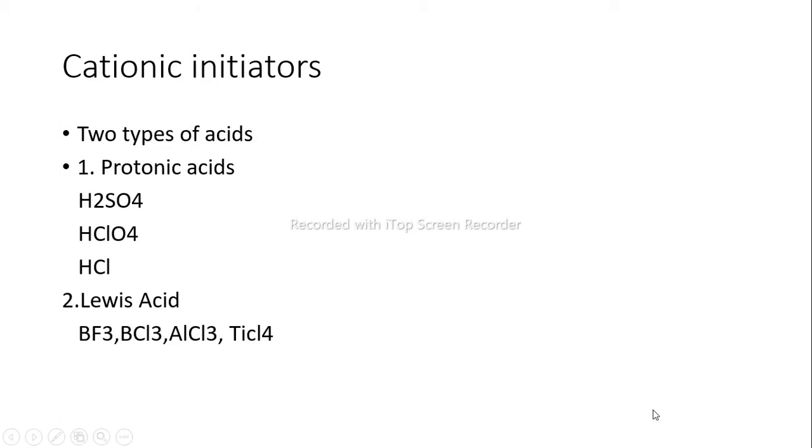Now, the cationic initiators are also of two types. One are those obtained from protonic acids, and the other are those obtained from Lewis acids. Famous examples of protonic acids are sulfuric acid, hydrochloric acid, and perchloric acid, while famous examples of Lewis acids are boron trifluoride, boron trichloride, aluminum trichloride, and titanium tetrachloride.